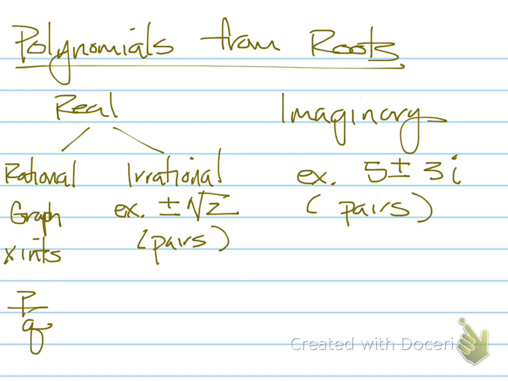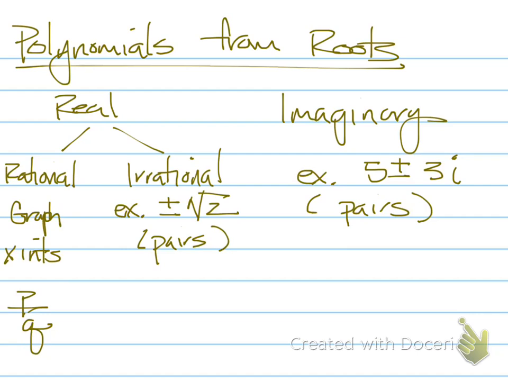For real roots, the two subcategories of real numbers are rational or irrational. Rational numbers are any number that you can write as a fraction. And then irrational numbers are non-terminating and non-repeating. For example, the square root of 2 is an irrational number. Pi is an irrational number. And whenever you have irrational roots, they also always occur in pairs.